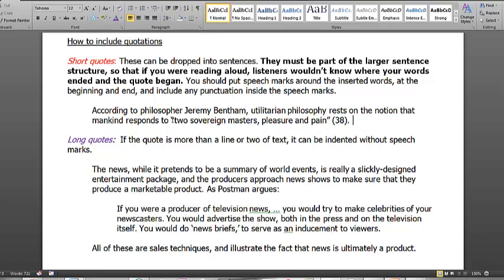Okay, so you can put in full sentences with short quotes, but you can also just put in parts of a sentence, a clause or a phrase. For long quotes, this is what you want to do. It's also known as block quotes. If the quote is more than a line or two, generally the rule is about three lines or more.